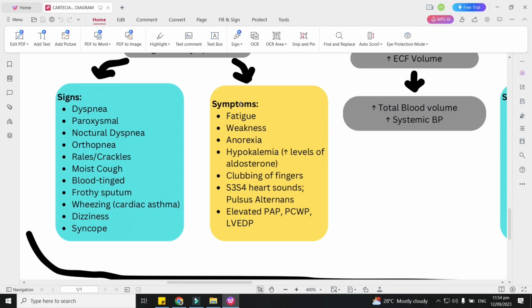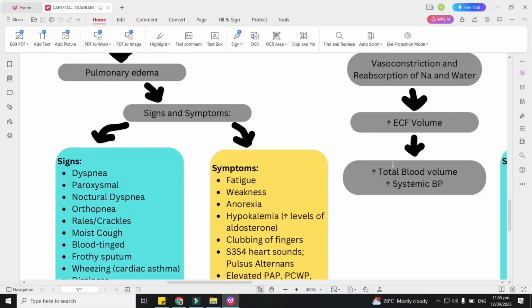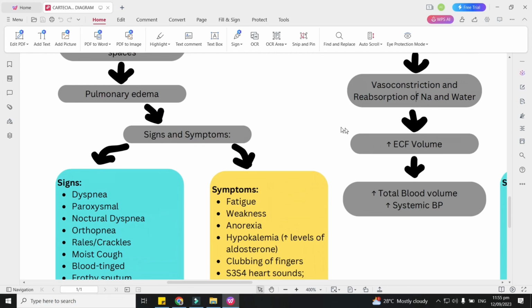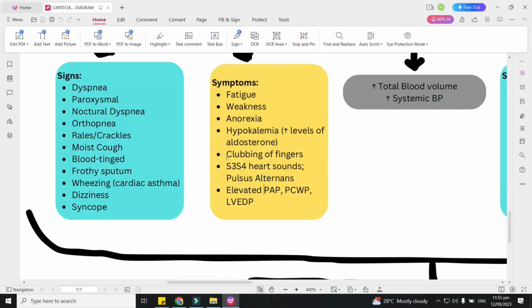But on the other hand, the healthcare provider would see symptoms of fatigue, weakness, anorexia, hypokalemia, specifically increased levels of aldosterone, because as we can remember, aldosterone is the culprit for this one, reabsorption of salt and water. That would lead to high systemic BP. Okay, next is symptoms is clubbing of fingers.